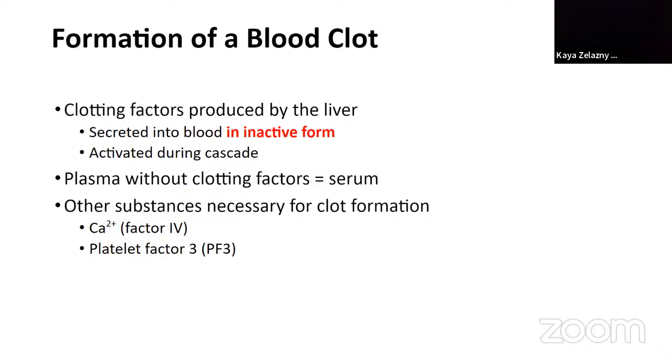And we do have some other substances necessary for clot formation. Basically, we have some other compounds that are involved in that process of activating our inactive clotting factors. One of them is calcium. One of them is something called platelet factor 3, which is found on the outside of the platelets. So all that is to say, with platelet factor 3, the platelets forming that plug are also partially triggering this blood clot formation.